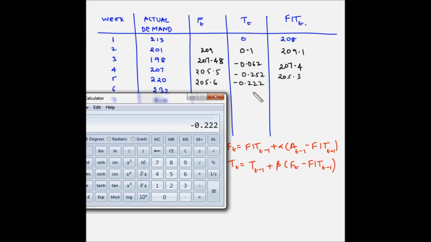So minus 0.222, and then the forecast including trend for week number 5 will be, we'll add 205.6 to this, so 205.378. So 205.378, or we can round it up to one decimal, so it becomes 205.4. So let me make that change. So 205.4. Now let's move to week number 6.